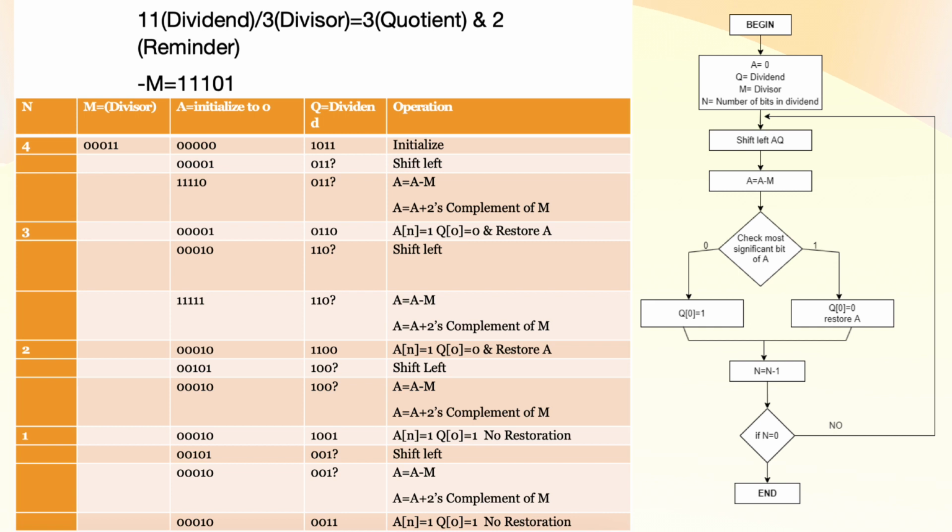So the value which is coming in the column of Q is the quotient, that in this case is 3, and the value which is coming in the column of A is nothing but the remainder, which in this case is 2. So the result is 11 divided by 3 is equal to 3 quotient and 2 remainder.